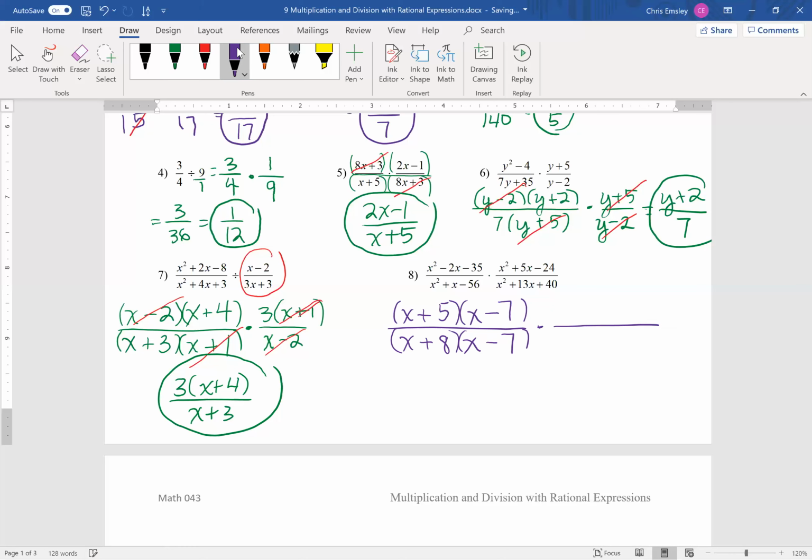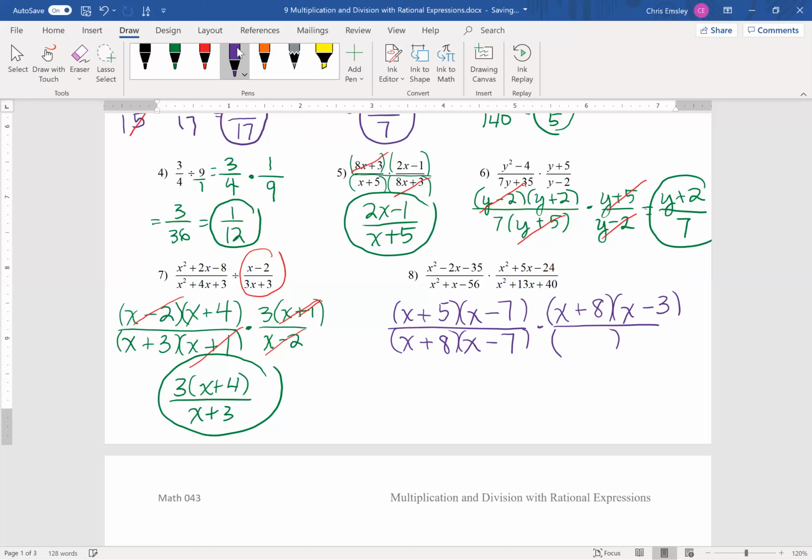Now we're ready to factor that second one. We don't flip it because this is multiplication. We need factors that give me 24 and add up to 5. So how about 8 times 3 gives me 24, and a plus 8 and a minus 3 gives me 5.